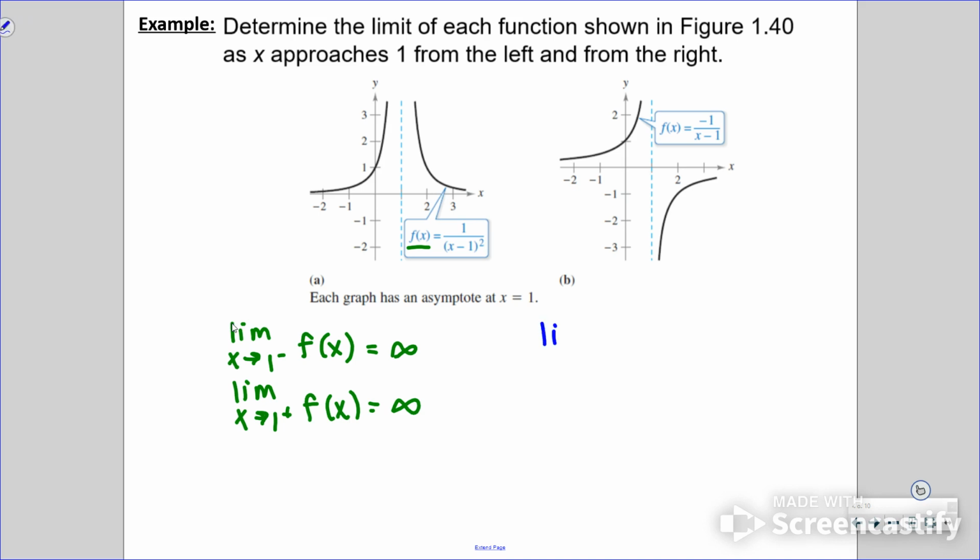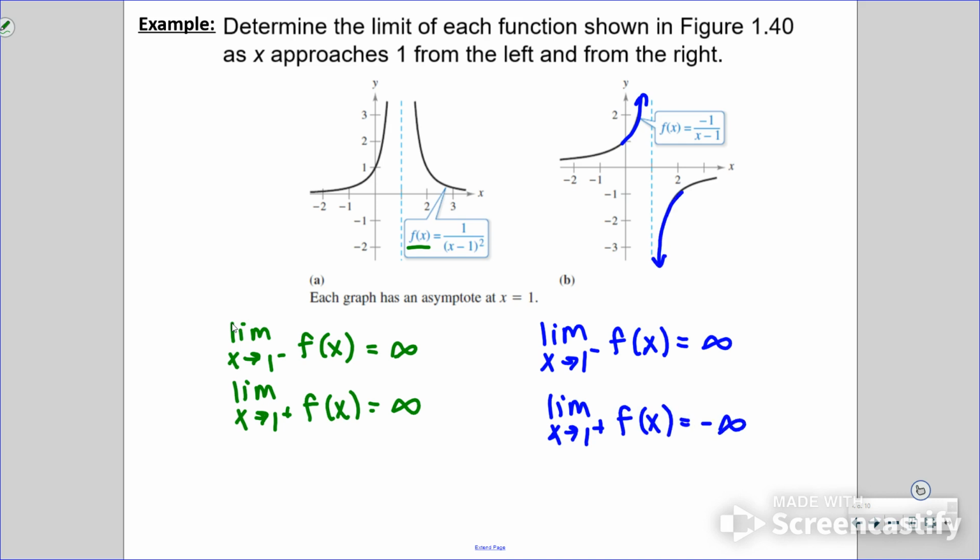All right, B. 1 from the left of this one. What do we think? Positive infinity from the left. What about 1 from the right? Negative infinity. So that overall limit for sure would not exist. Okay, that's just a little review over these. We talked about that before.